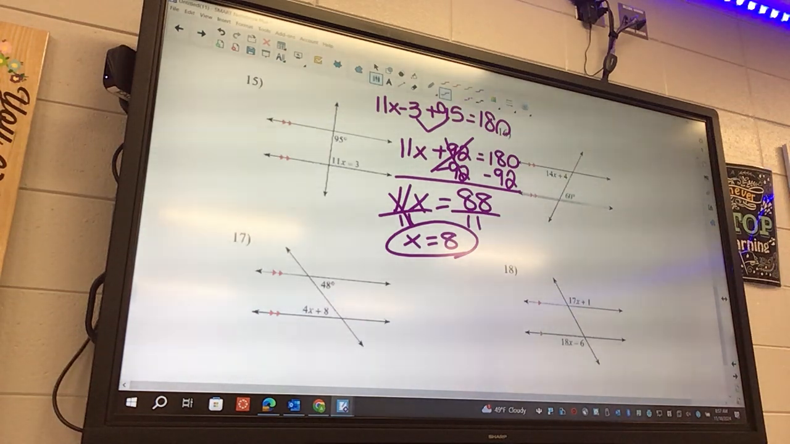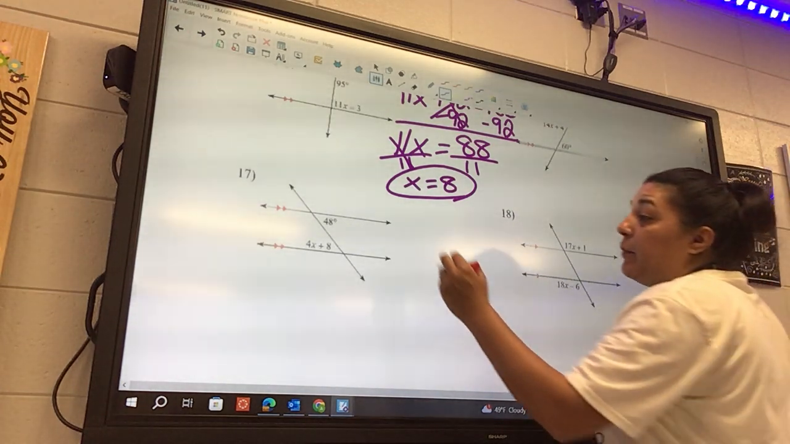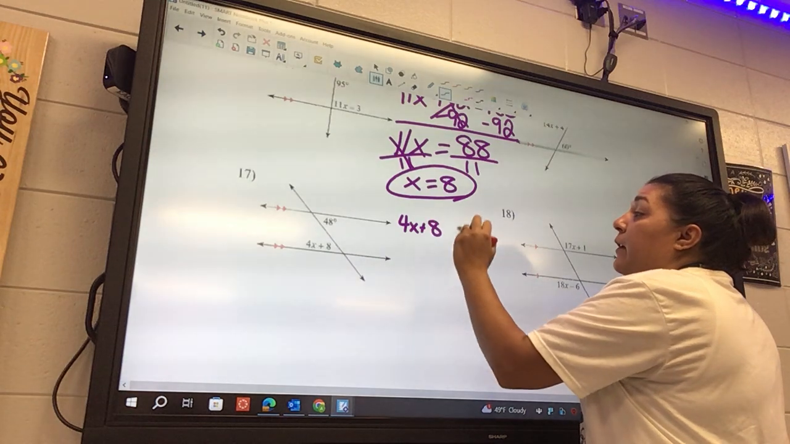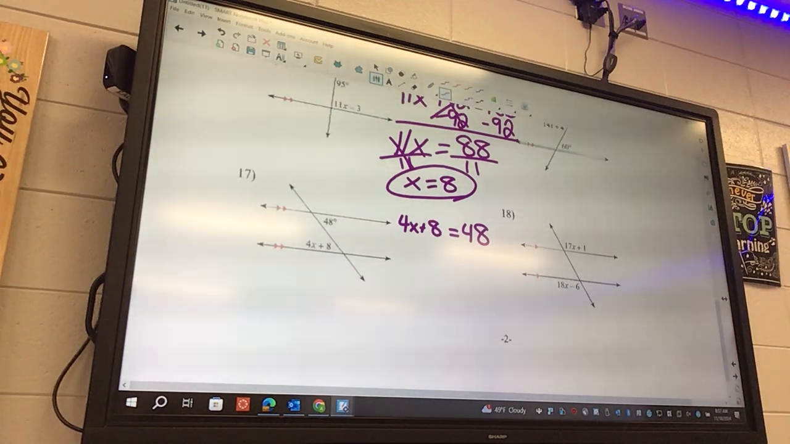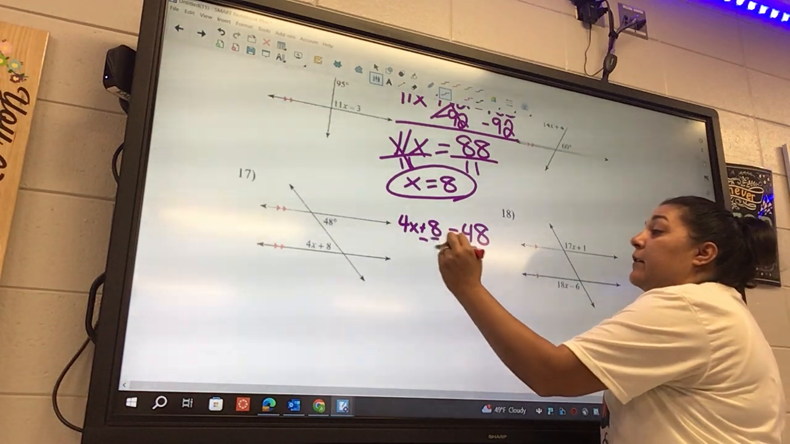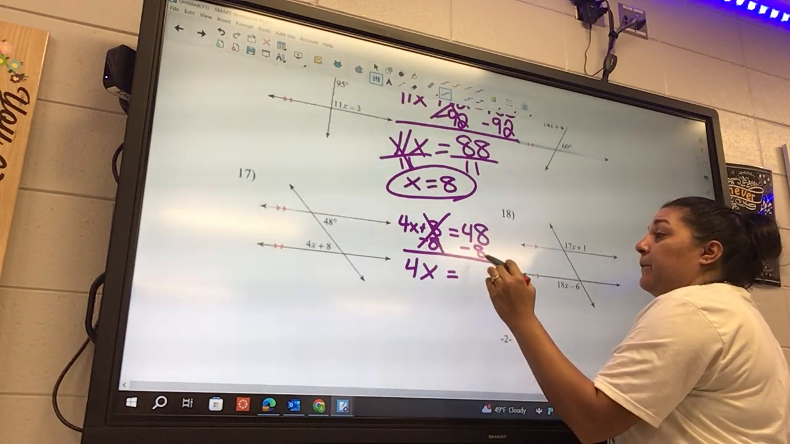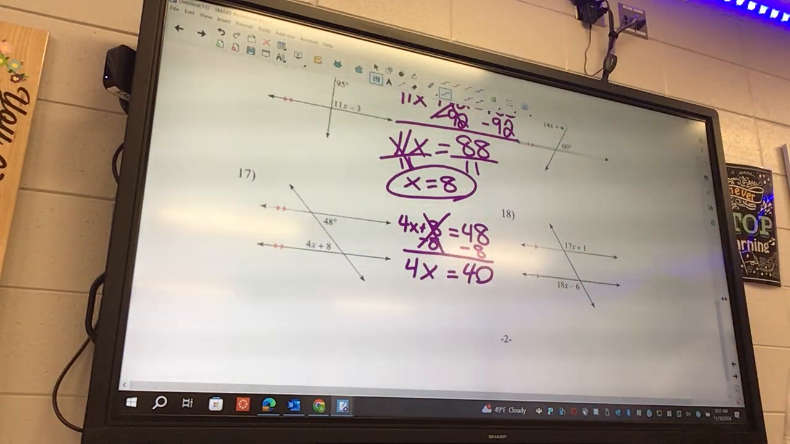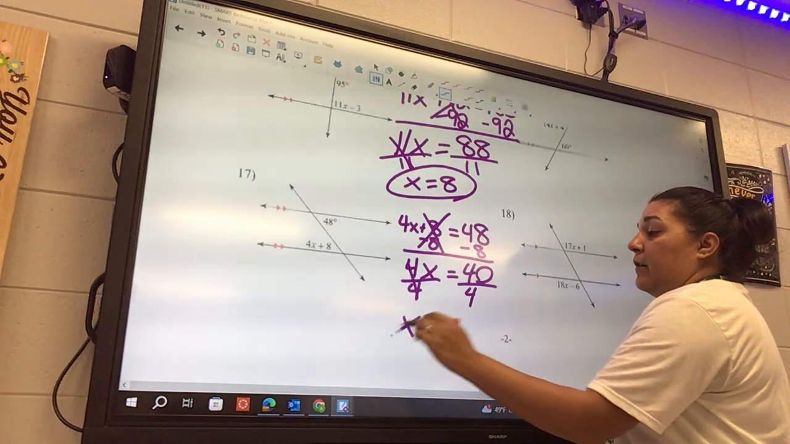Okay, 17. What kind of angles are those? They're all interior, so are they going to be equal or add to 180? Equal. So we're going to say 4x plus 8 equals 48. Who needs moved first? The 8. We're going to minus 8 on both sides. So I get 4x equals 40. Then we divide by 4, and we get x equals 10.